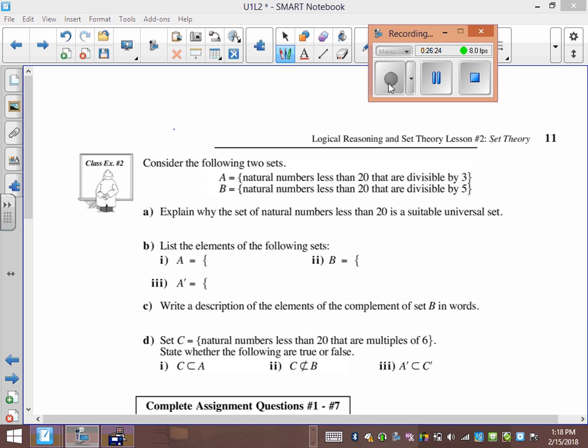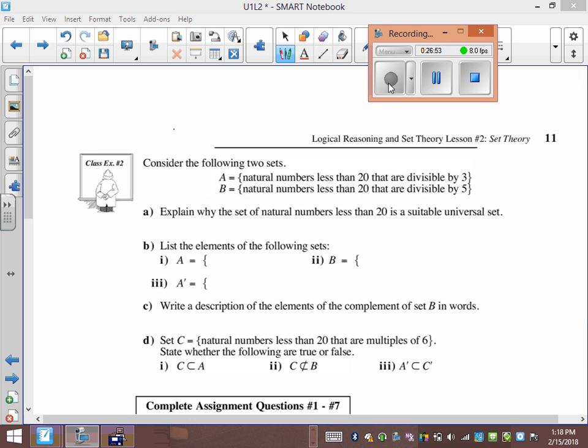Why are the natural numbers less than 20 a suitable universal set? Remember, the universal set is a set of numbers that you look at, that you can only take numbers from for your sets. What do both of the sets have in common? Natural numbers less than 20. So in both sets, the only numbers I can look at are natural numbers less than 20. That's why it's a suitable universal set.